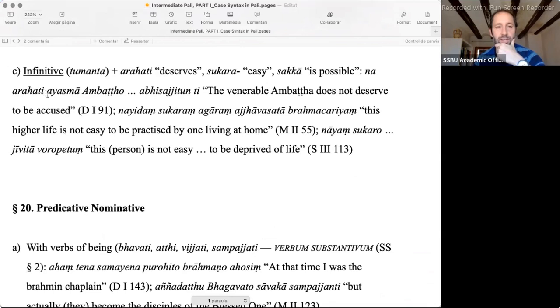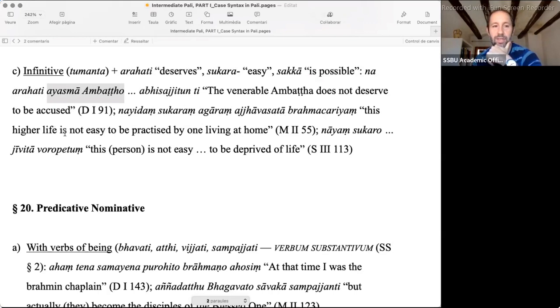No, sorry, arahati, it's not. Yeah, so how do you analyze this? So na arahati ayasma ambattho avajjhitum. He doesn't deserve to be accused, avajjhitum. How do you take this nominative here? To me, it's another example of the same. It's a nominative of the subject of the active sentence, but see that in this case there is a tumanta, avajjhitum, with arahati.